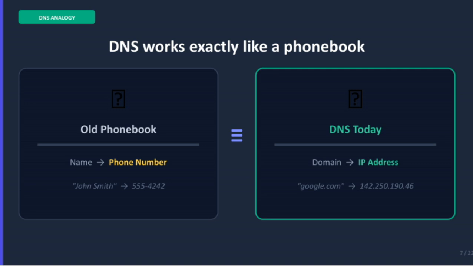Now on the right, we see an old phonebook example. Instead of domain names, it lists a person's name, John Smith, alongside their phone number, 555-4242. The key point here is that DNS, or domain name system, works just like a phonebook. It helps us find the IP address associated with a domain name, much like looking up a person's phone number by their name. This analogy makes it easier to understand the function of DNS in the Internet's infrastructure.